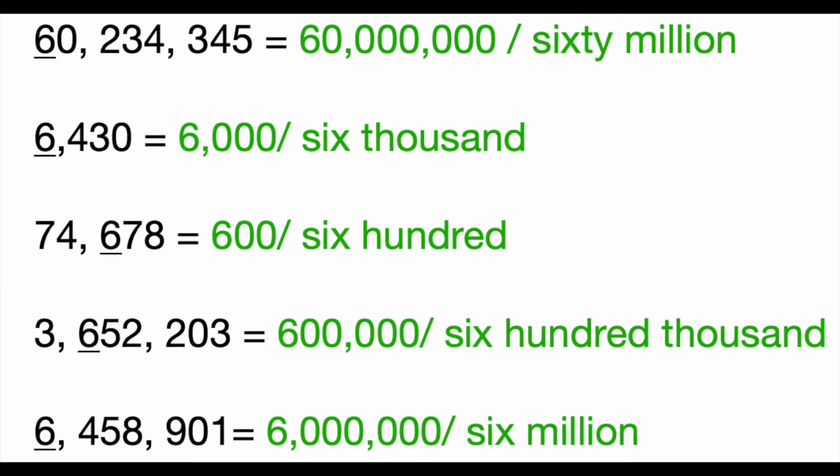So these are the values of those 6s. The first one is 60 million, the second one is 6,000, then 600, then 600,000, and the last one 6 million.